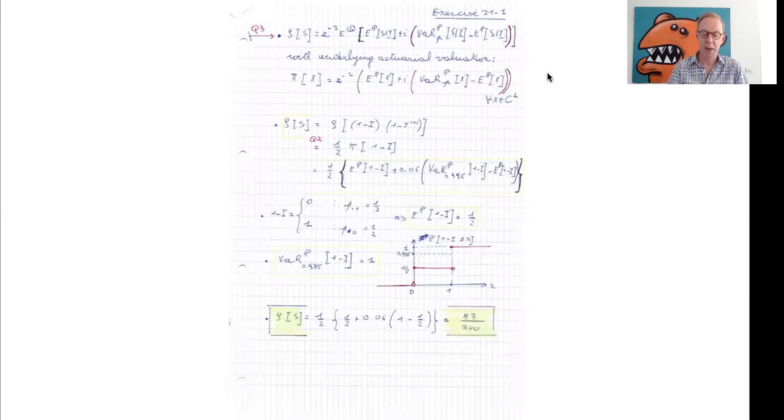Well, 1 minus I can be equal to 0 or 1 with probabilities 1 over 2 and 1 over 2. Therefore, we know already that the expectation of 1 minus I is 1 over 2. And then the value at risk at level 99.5 of 1 minus I: if you look at the cumulative distribution of 1 minus I and take the 99.5 level, the value at risk is 1. If we introduce all that we found into this expression, we find finally that rho of S, the two-step cost of capital value of S, is 53 divided by 200.